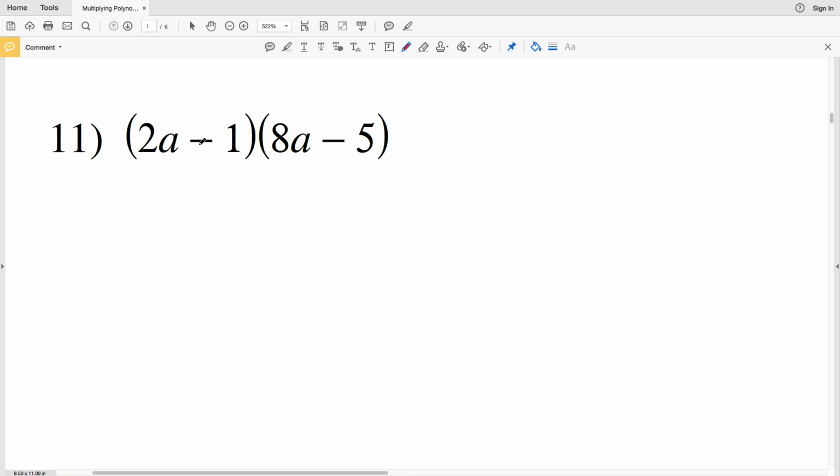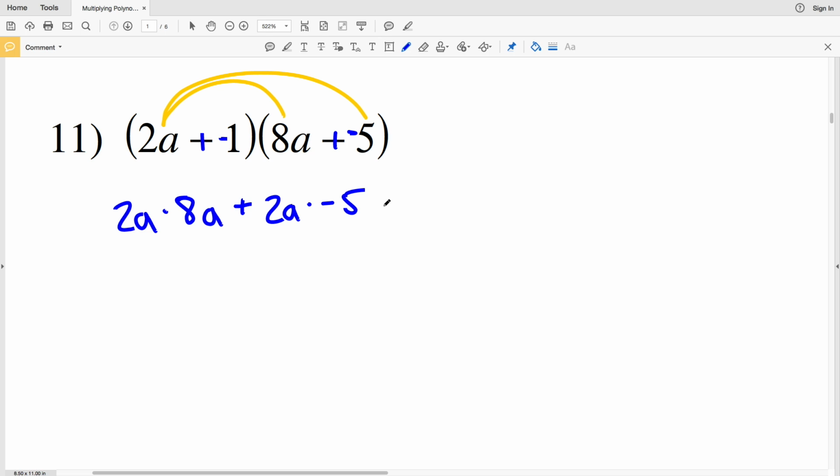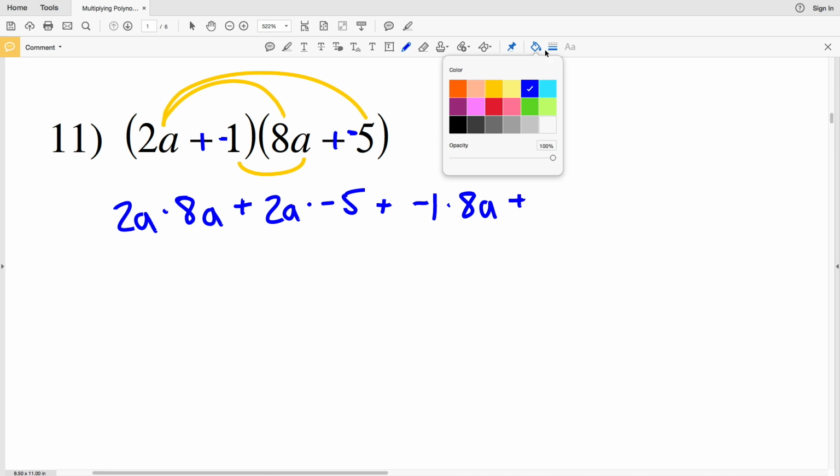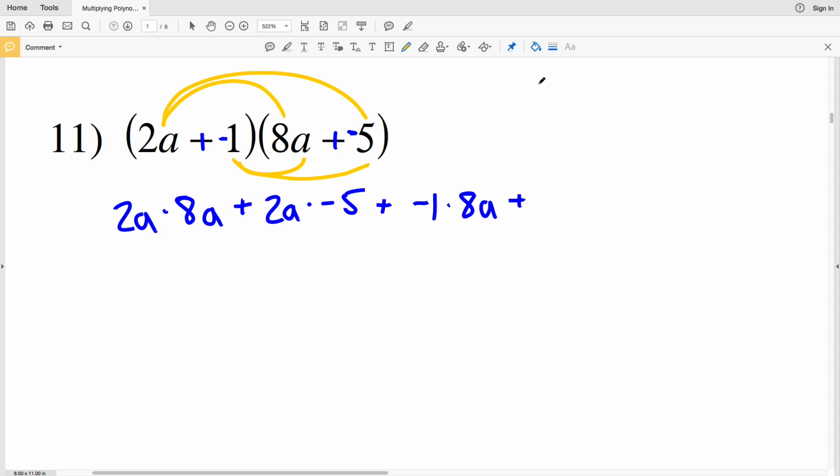In number 11, I'm going to switch the signs of 1 and 5 so that I can add as opposed to subtract. So I'm going to add negative 1 and add a negative 5. Multiplying the first terms, 2a times 8a, then I'm going to add the multiplication between 2a and negative 5, which are my outside terms, and then I'm going to add the inside terms multiplied together, negative 1 times 8a, and then I'm going to add the last terms multiplied together, negative 1 times negative 5.